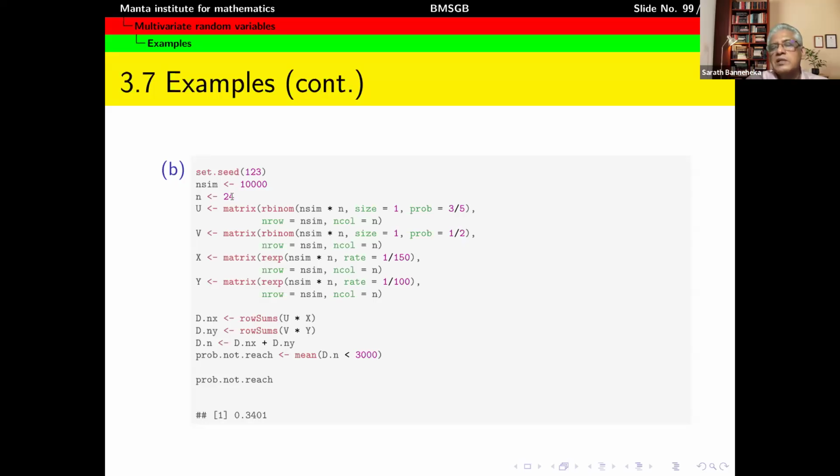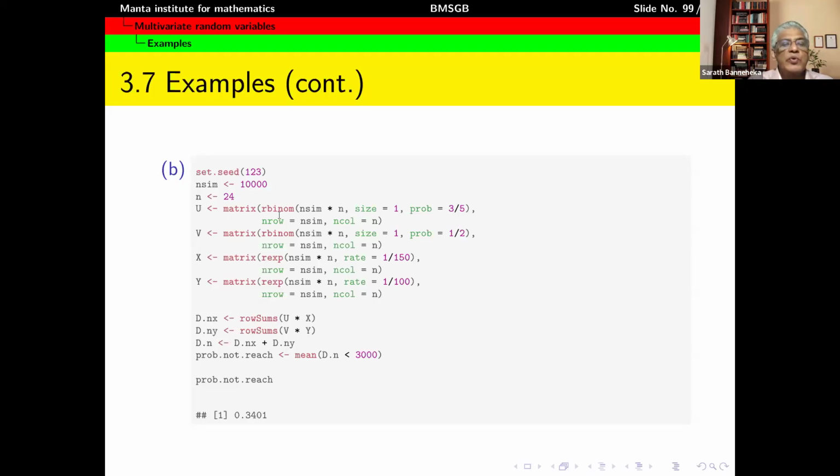So we can find the probability that dnx plus dny is less than 3000 by taking the number of times dnx plus dny is less than 3000 divided by 10,000. So what we have done here is I have considered 10,000 simulations directly at the same time, not one by one, because what we are calculating is dnx and dny. Dnx is equal to u times x, and the other one is v times y, and so on. So we will just consider 10,000 random numbers and then directly take the necessary quantities.